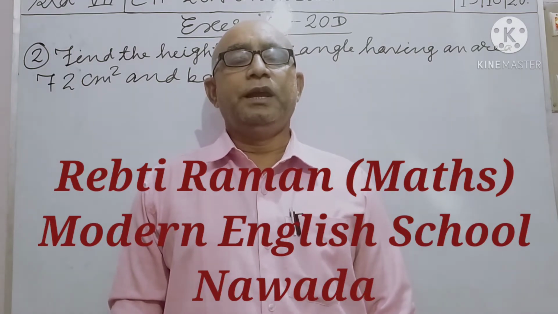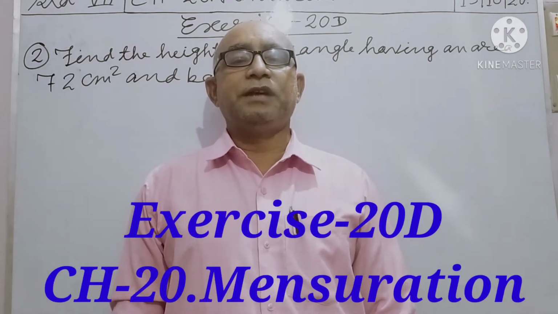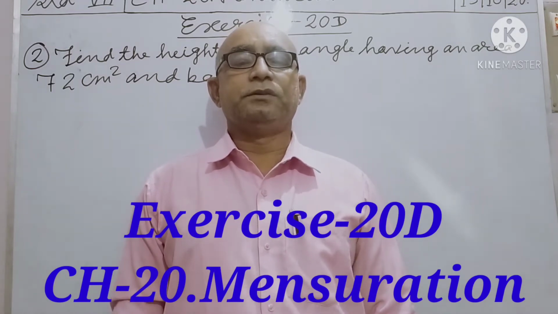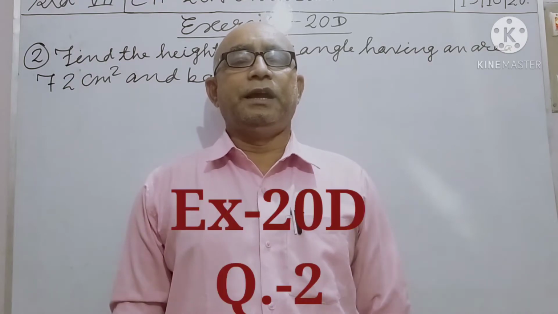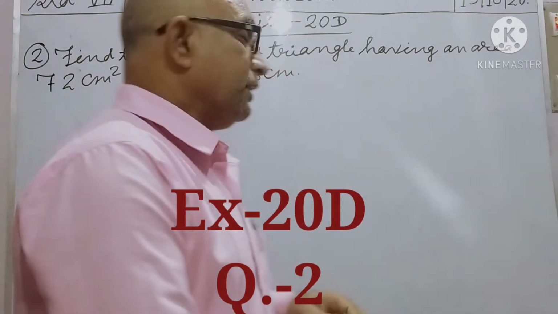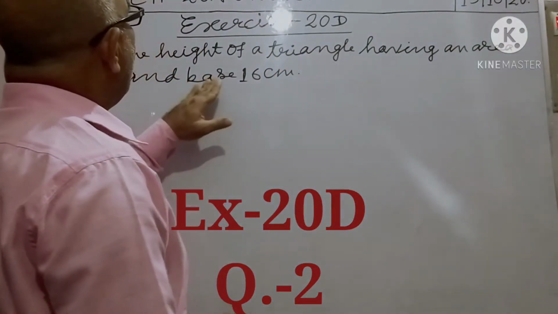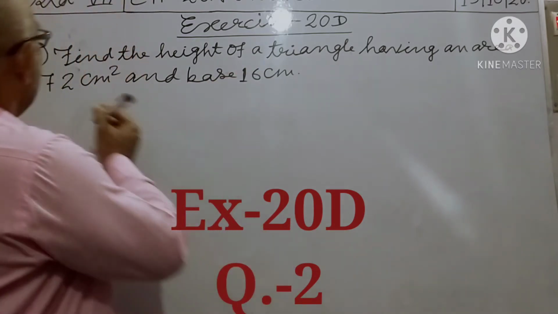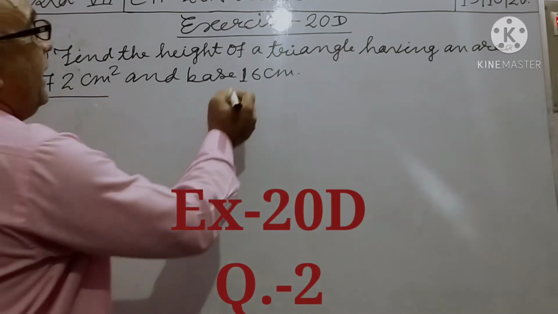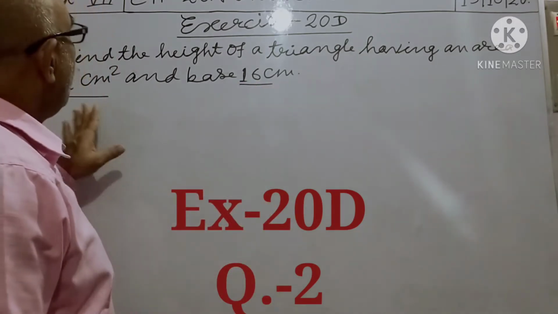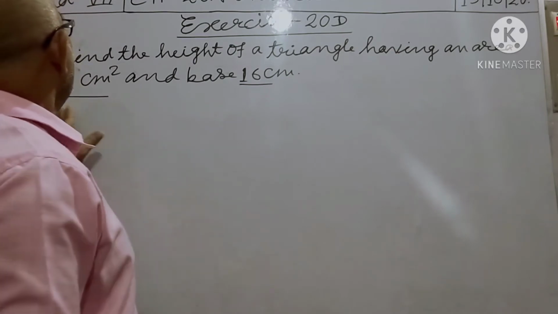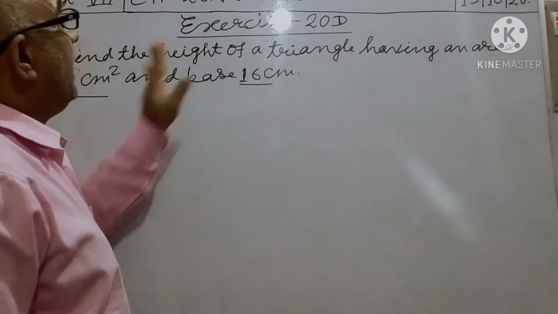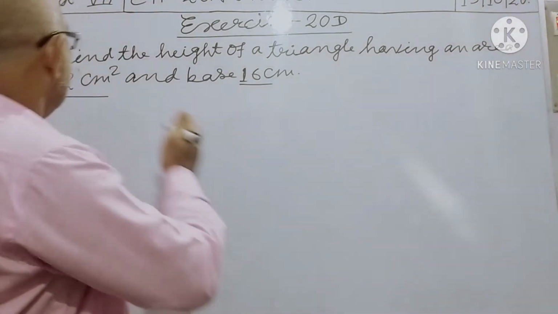Students, today I shall solve exercise 20D of chapter 20, mensuration. Question number 2. In this question, find the height of a triangle having an area 72 cm square and base 16 cm. Students, in this question, area and base are given. We have to find the height of the triangle.